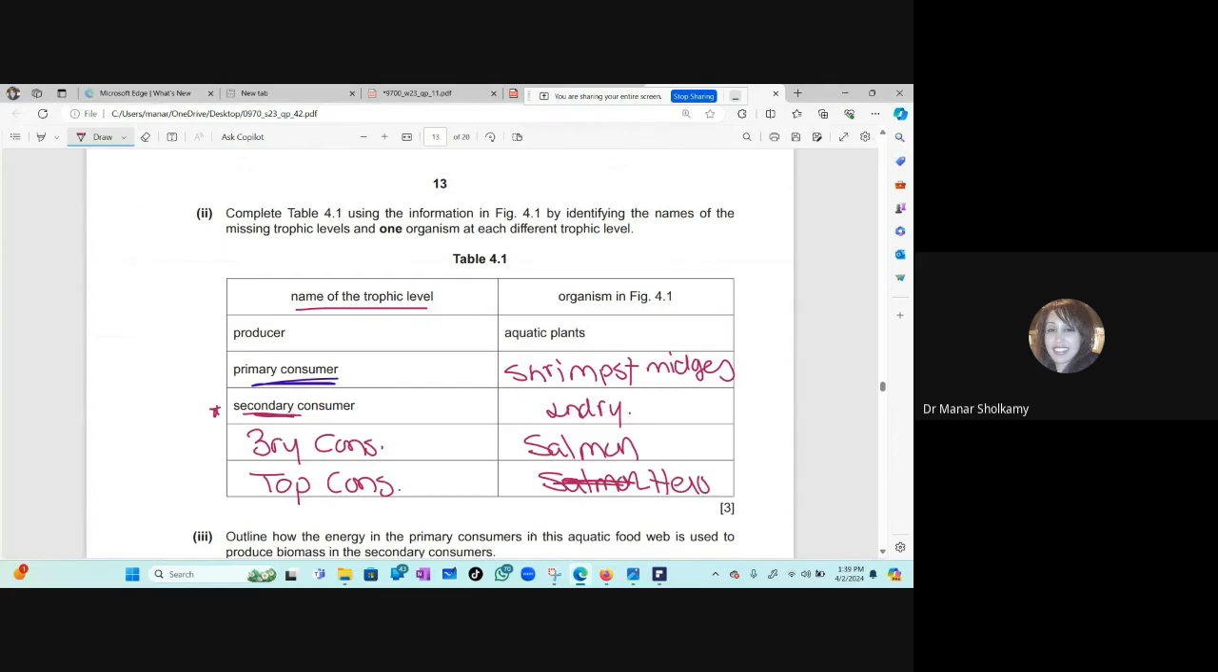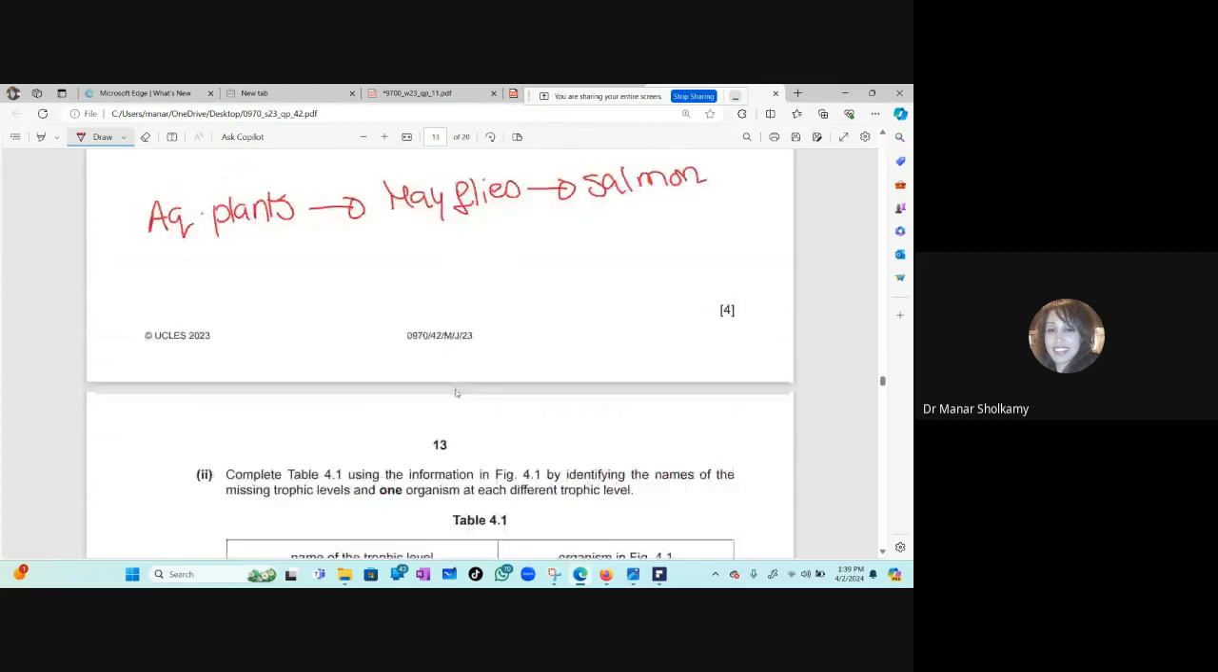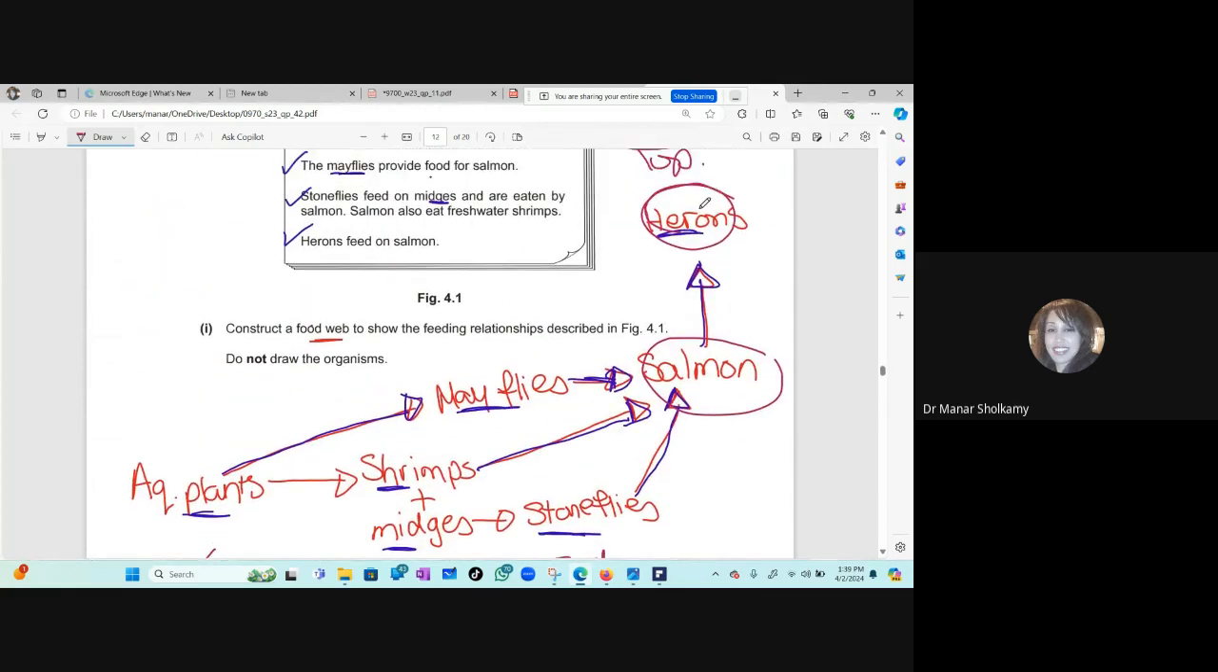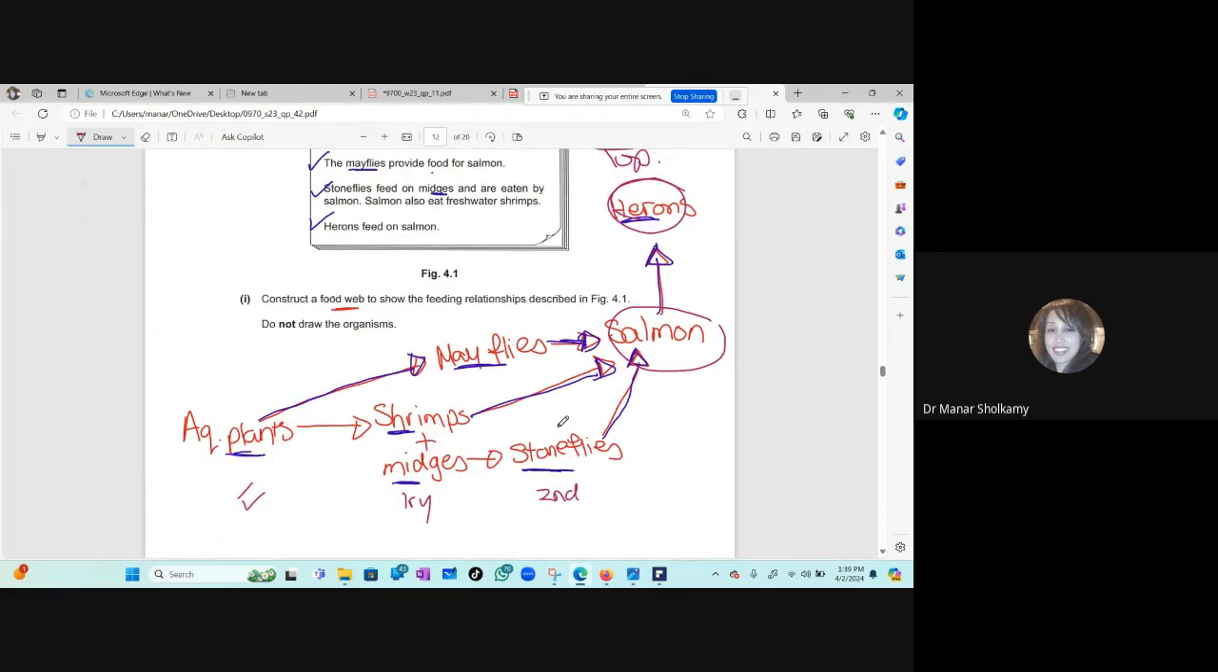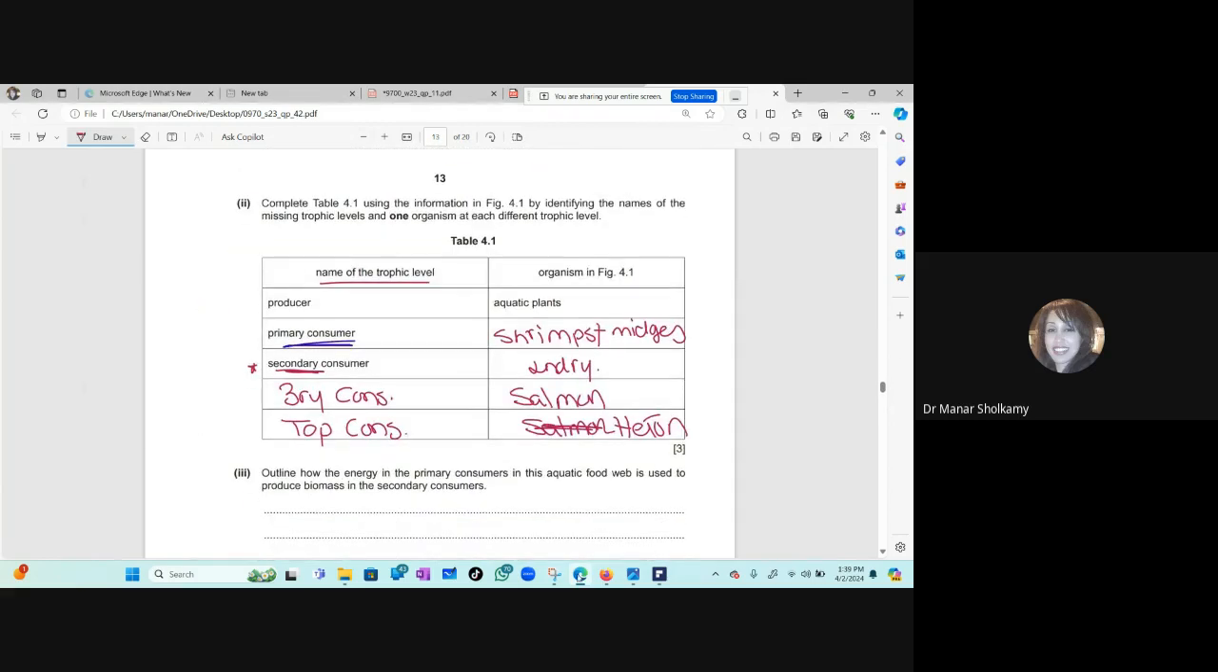So if you don't do your food web correctly, you will not be able to answer this question. But we did it correctly, and we just did not see the heron because the picture is too big. Let's go look at the mark scheme again.